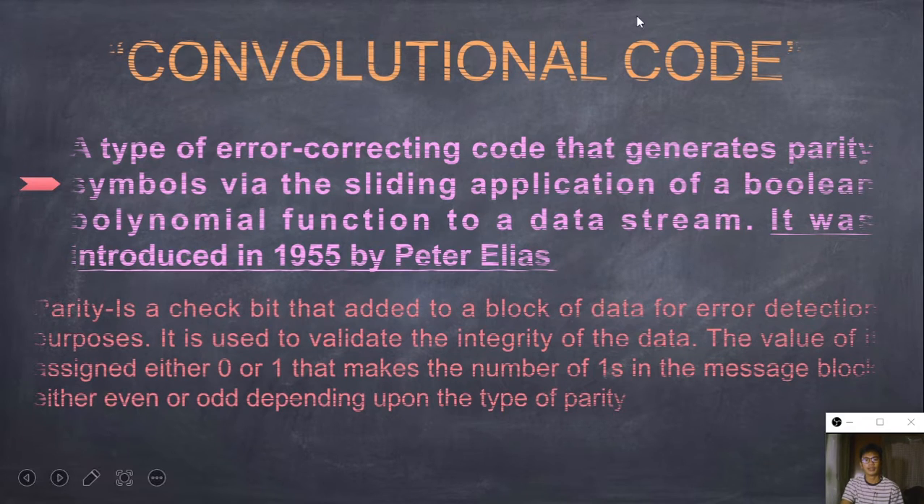In the statement, what do we mean by parity? Parity is a check bit that is added to a block of data for error detection purposes. It is used to validate the integrity of data, and its value is assigned either 0 or 1. That makes the number of ones in the message block either even or odd, depending upon the type of parity.